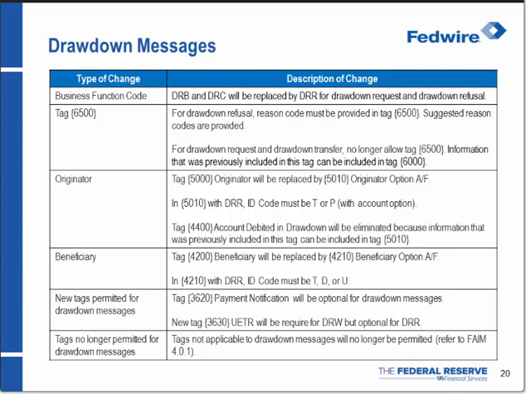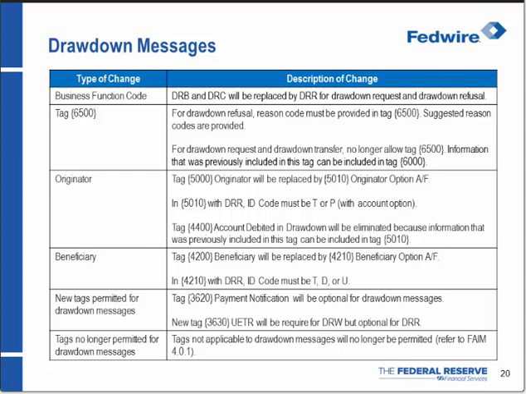In the beneficiary tag, 4200 will be replaced by 4210, the beneficiary option AF. And in the 4210, with the DRR business function code, an ID code of T, D, or U must be used. We are also introducing new tags that will be permitted with drawdown messages.